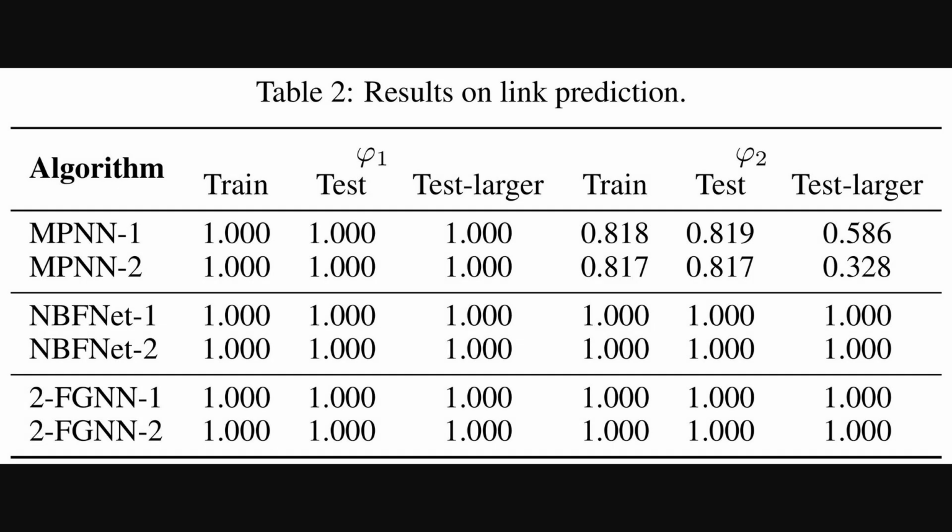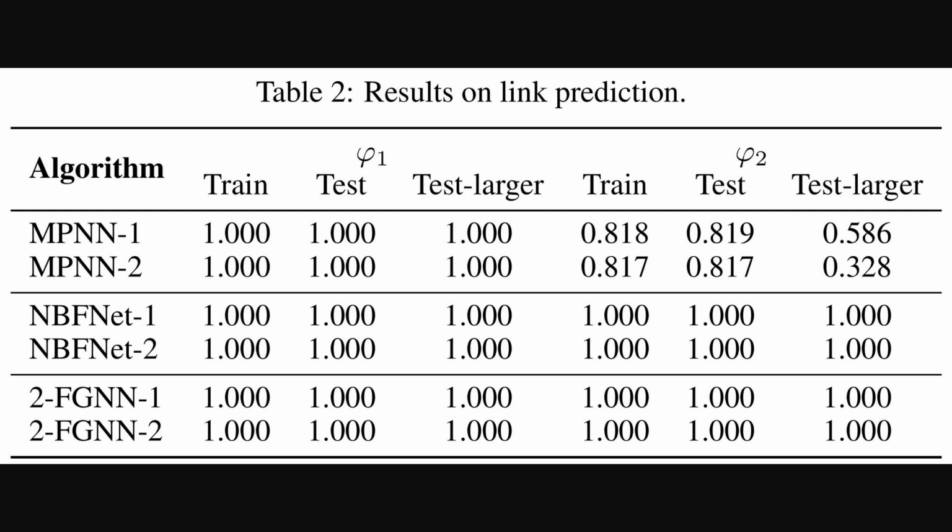Alright, moving on from node classification. Table 2 here shifts the focus to link prediction, which is about predicting if a connection or link might exist between two items in the graph. We're again looking at algorithms like message-passing neural networks, alongside NBFNet, another graph neural network architecture, and the two GNNs. Their ability to predict links is tested against two logical formulas, phi1 and phi2.